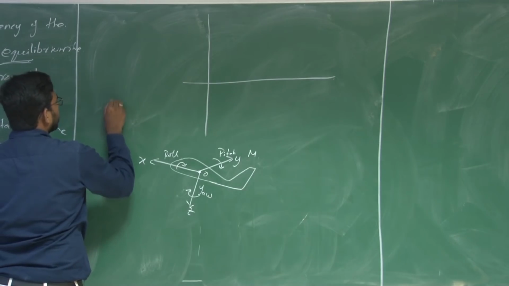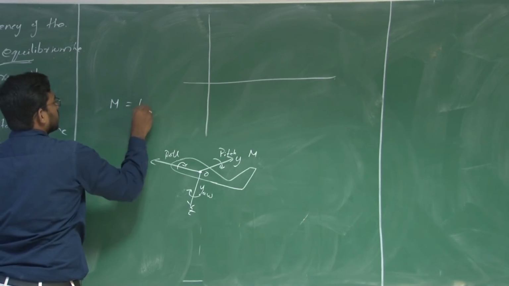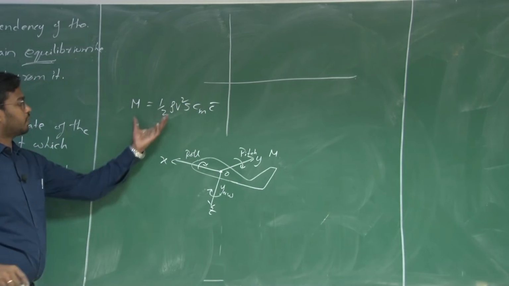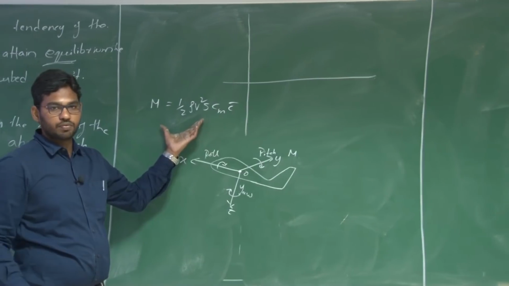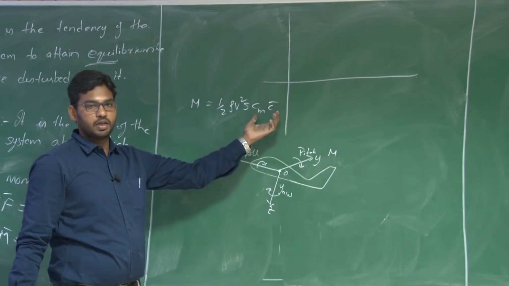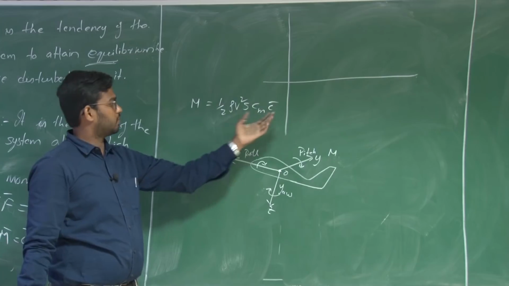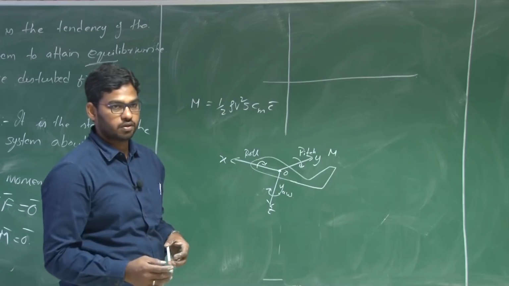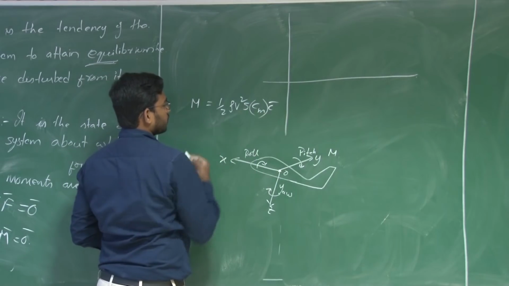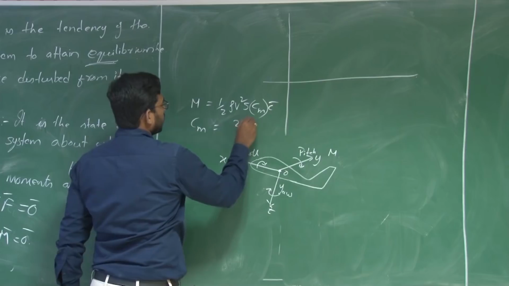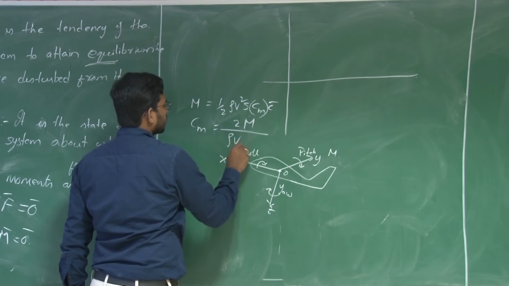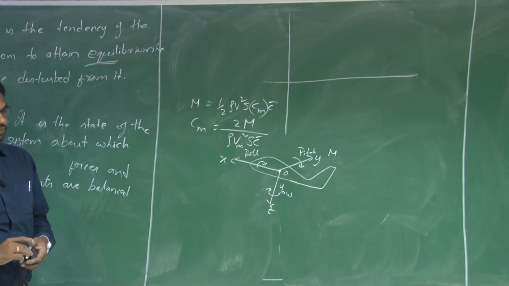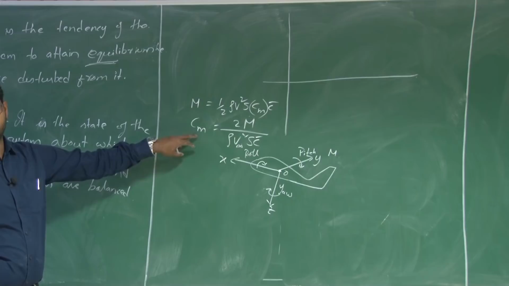Now say let M be the moment here, which is given as half rho V square S Cm into c bar. Half rho V square S has the dimensions of force and c bar has the dimensions of length. So force into length is a moment, c bar is the moment arm, and Cm is the non-dimensional pitching moment coefficient. So Cm is twice the pitching moment divided by rho V square S into c bar. Now this is the moment that we are talking about.